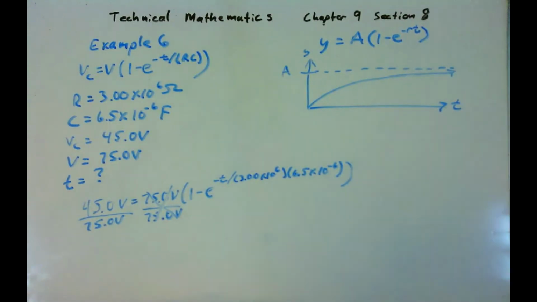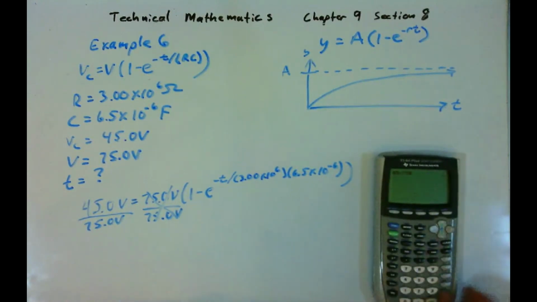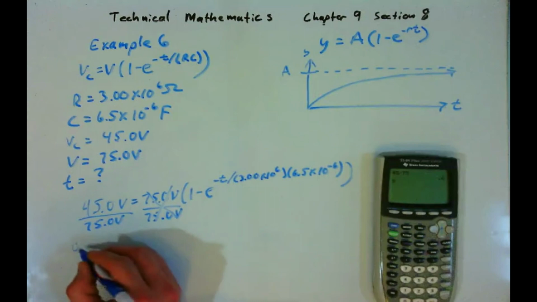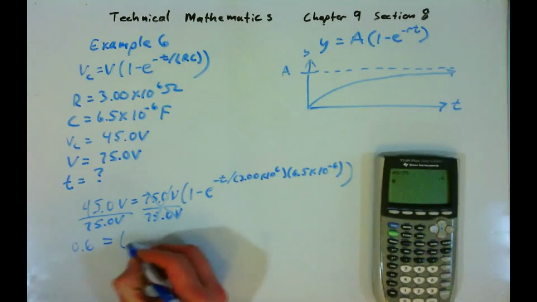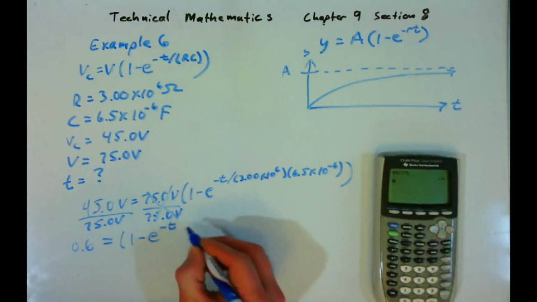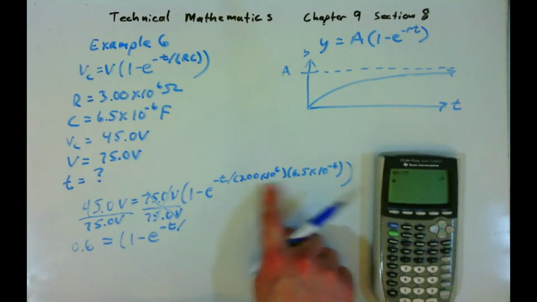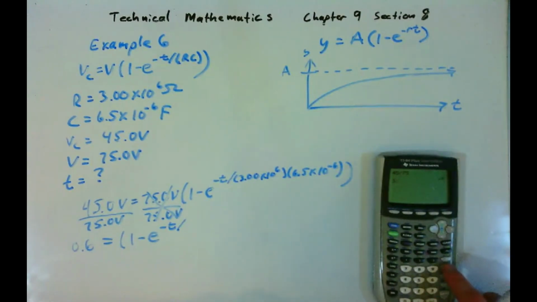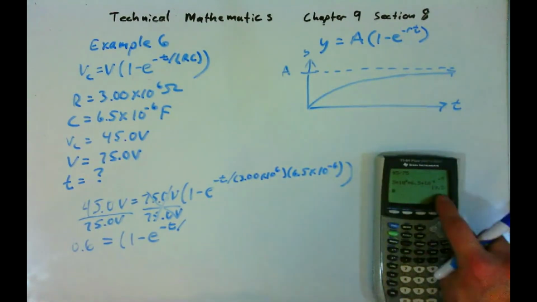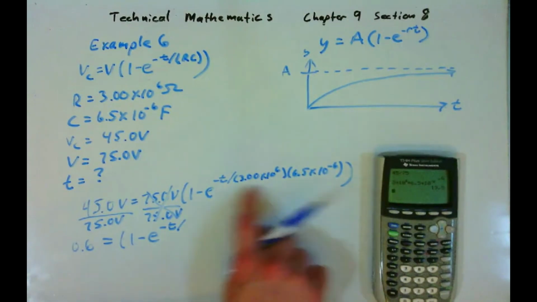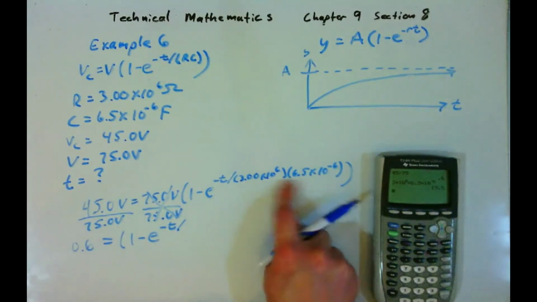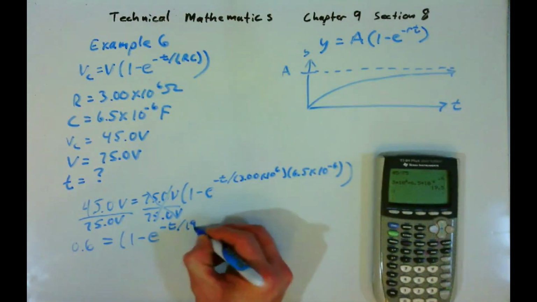These cancel, and 45 divided by 75 is 0.6. That'll be equal to 1 minus e to the negative t divided by, and while I'm at it, I'll go ahead and multiply these together. I have 3 times 10 to the 6th times 6.5 times 10 to the negative 6th, and we get 19.5. So the denominator of this fraction, this is all the power of e, the denominator here all works out to be 19.5.